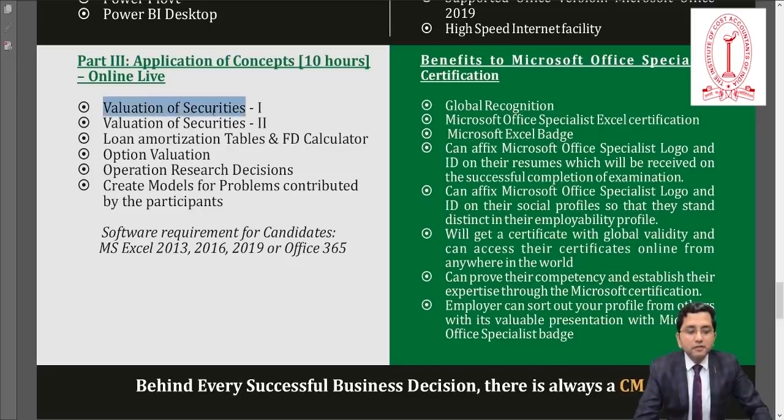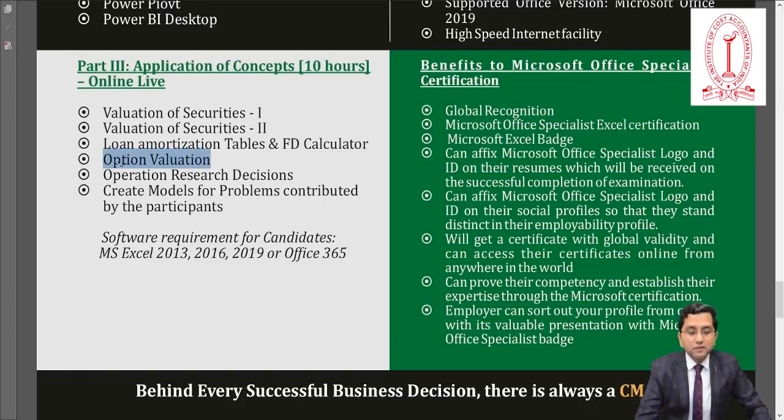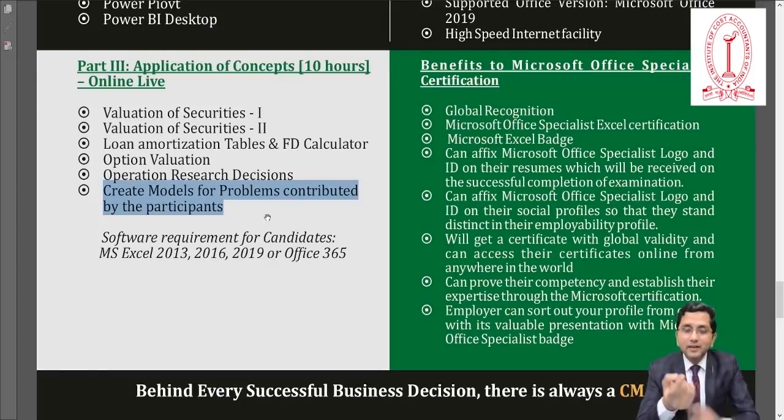So I'll be taking valuation of various securities like equity shares, preference shares, debentures, and some of the more complex securities. We will learn how to make a loan amortization table, how to create an FD calculator, how to do valuation of options using Microsoft Excel, and how to take operations research decisions like transportation decisions or linear programming decisions. And there will be one case study which I will not contribute. Rather, many practitioners who join this course will give their real life situations to me, and then I will tell them how to handle those situations.